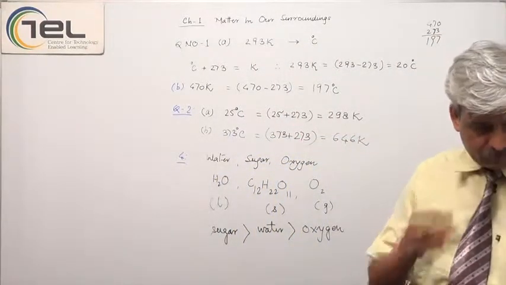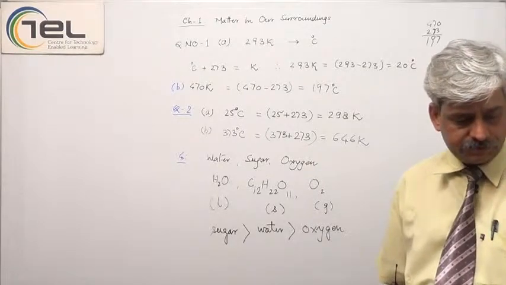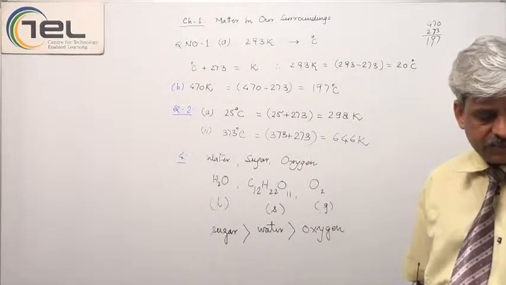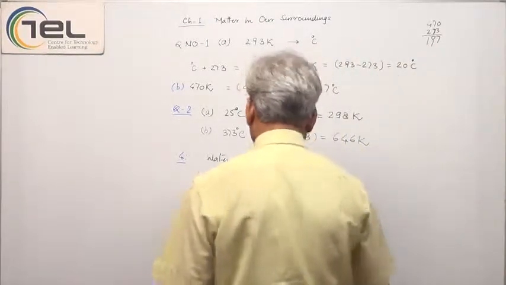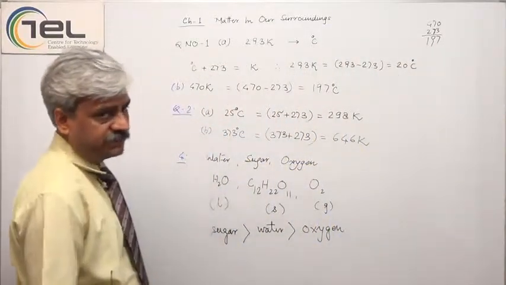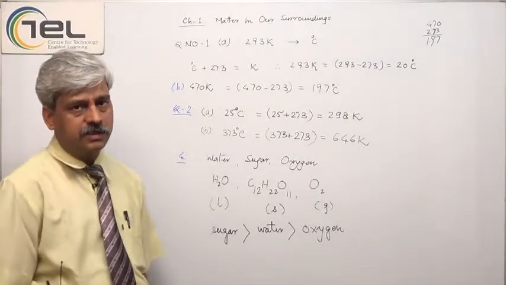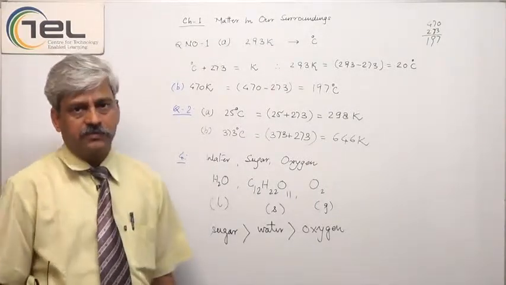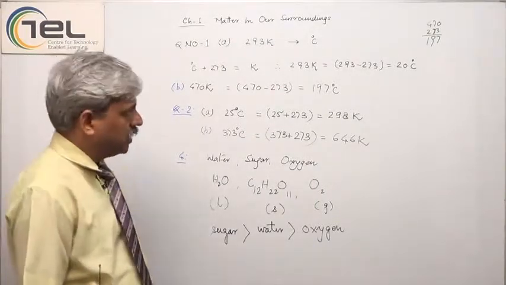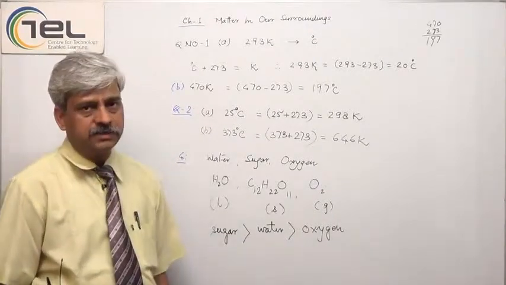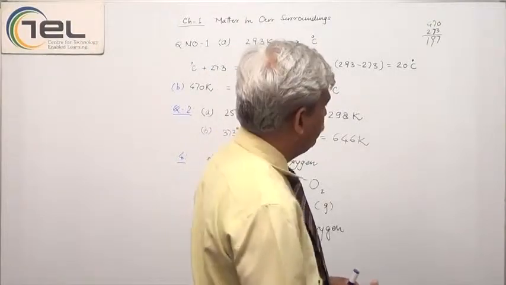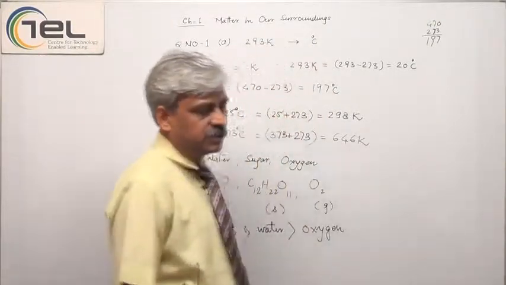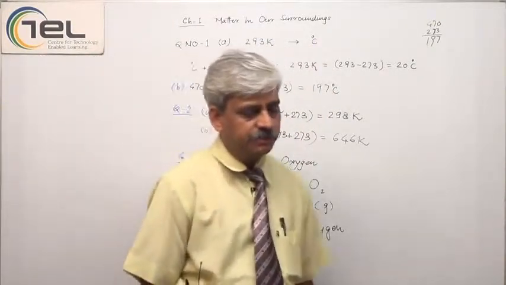Then in question number 5, what is the physical state of water at the following temperatures? So we have to give the physical state of water. You know that water exists in three physical states. One, the solid, that is ice. One, the liquid, that is water itself. And one, the gaseous state, that is water vapors. So the first temperature is 25 degrees Celsius. At this temperature, it exists in the liquid state.